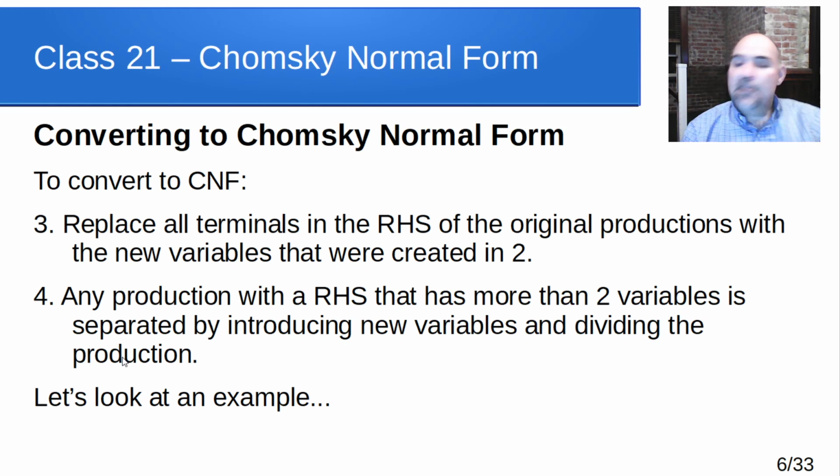So that brings us to step 4, where any production that has a right-hand side with a string of more than 2 variables is going to be separated by introducing a new variable and then dividing the production into subsequent substeps. So this will make more sense when we look at our example here. So let's go and take a look at that.